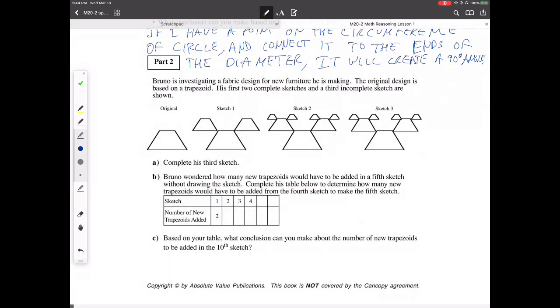Bruno is investigating a fabric design for his new furniture he's making. The original design is based on a trapezoid. His first two complete sketches and a third incomplete sketch are shown. So we have the original trapezoid. Then in sketch 1, we can see that we've added two more smaller trapezoids. In sketch 2, we've added more smaller trapezoids on top of the new ones that were created for sketch 1. And so if I go to sketch 3, suddenly I'm going to create new trapezoids for all of the trapezoids we added in sketch 2. Sorry, they're not the prettiest trapezoids, but that's okay.